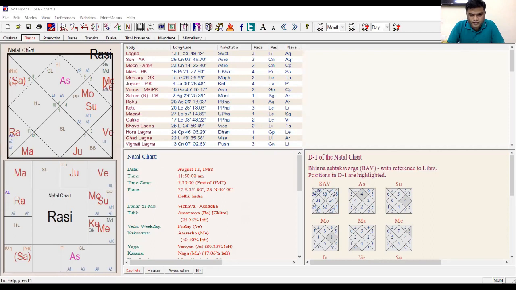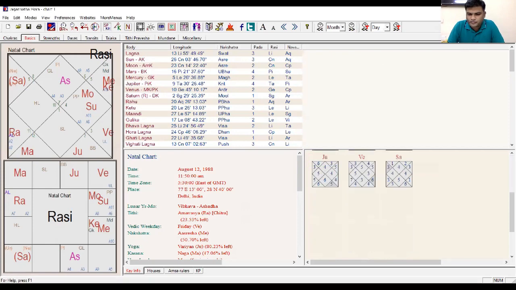So this is a chart, 12th of August 1988, 11:50 morning time. Yes, can you show the Ashtak Varga of Jupiter? You have to scroll down the screen. Can all able to see it? Jupiter Ashtak Varga. Let me mark it. This is the Ashtak Varga of Jupiter.